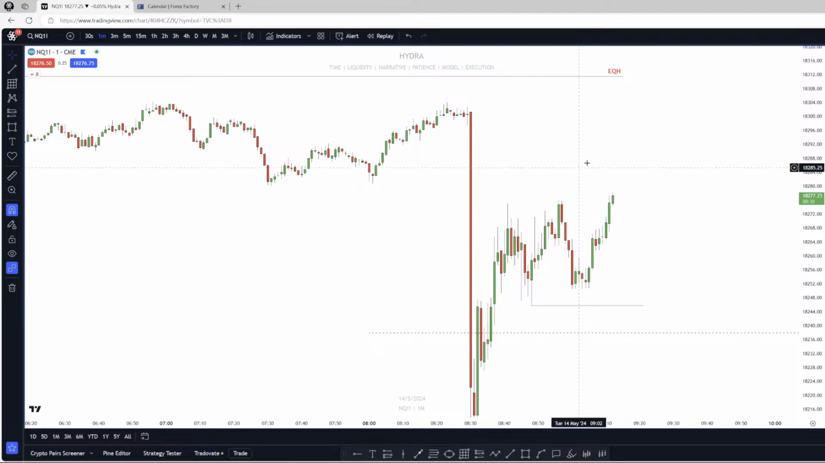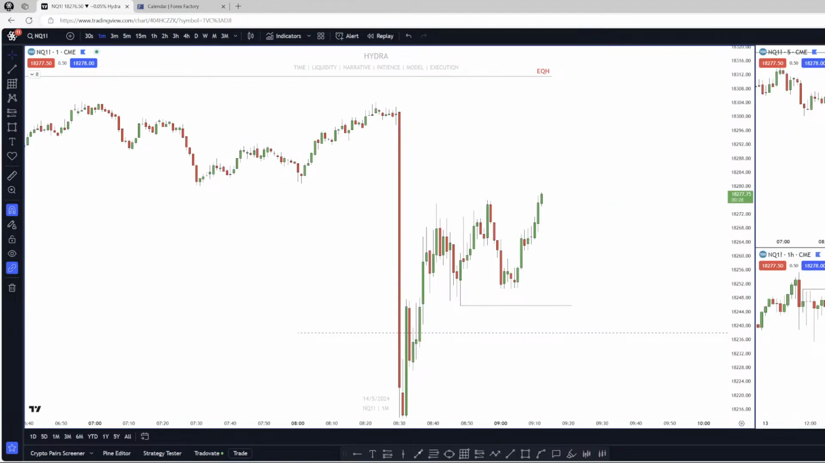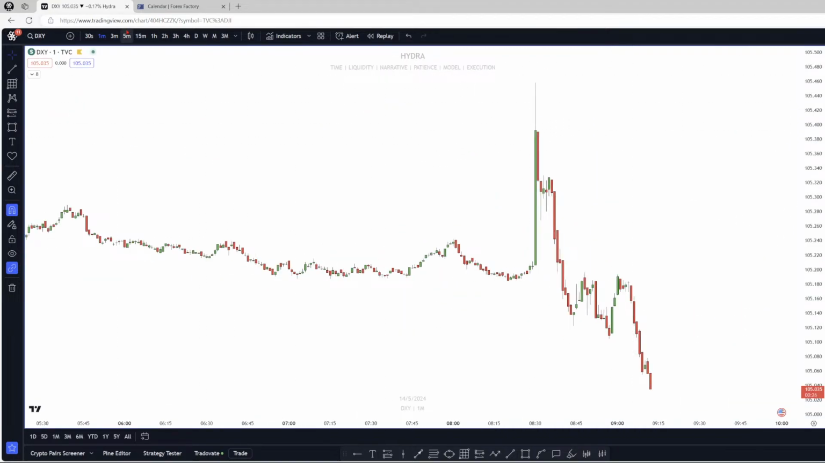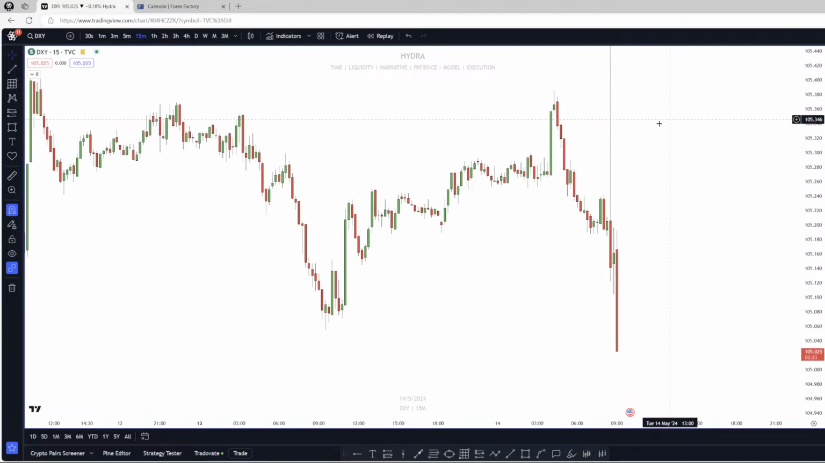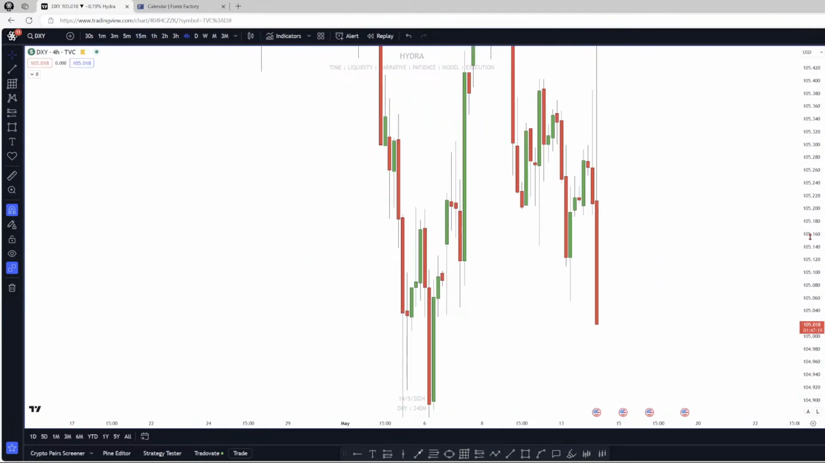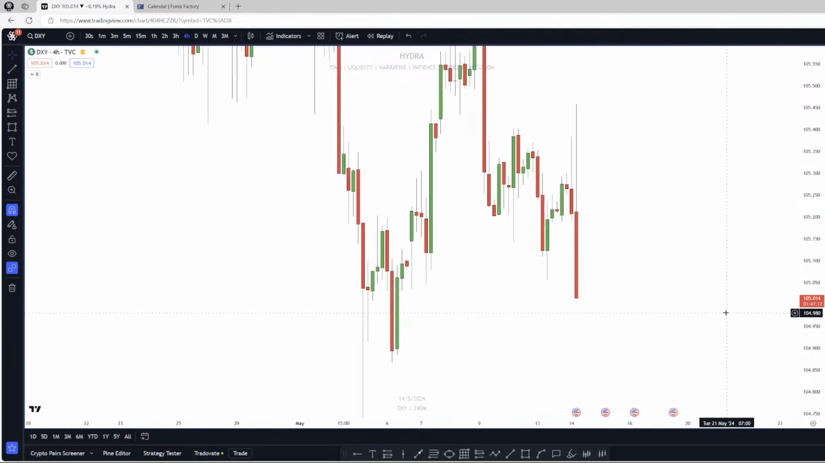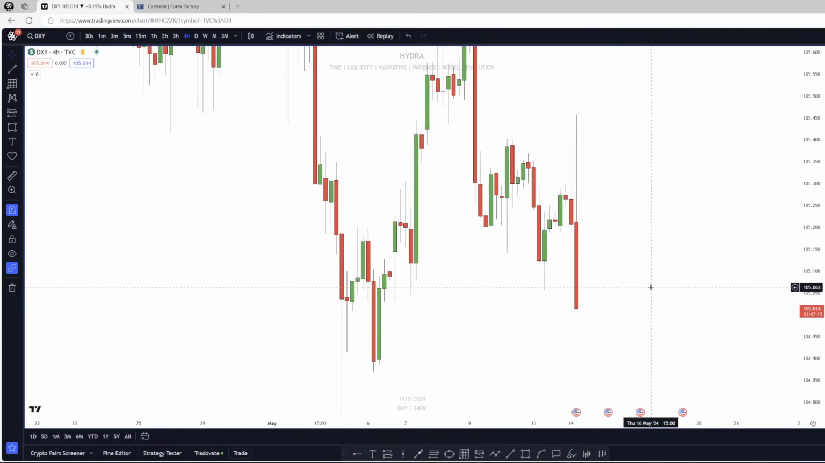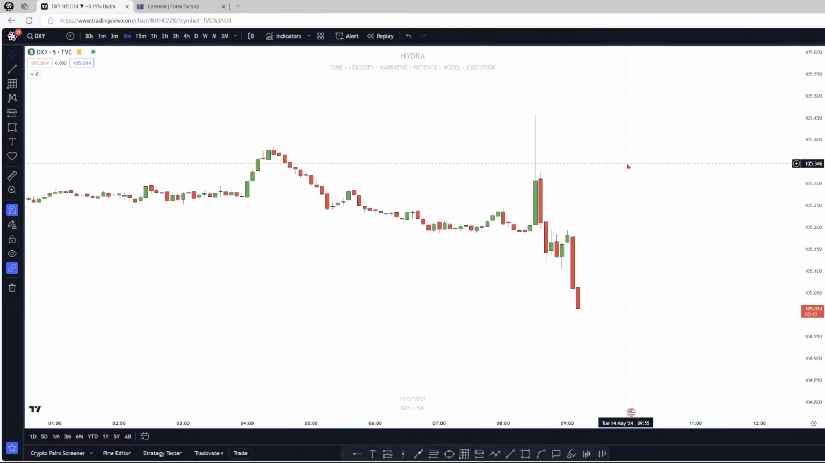Dollar going down. Where do we have dollar? Do we have correlation with dollar today? Are we inversing? Yeah, it seems like we are inversing today with dollar.